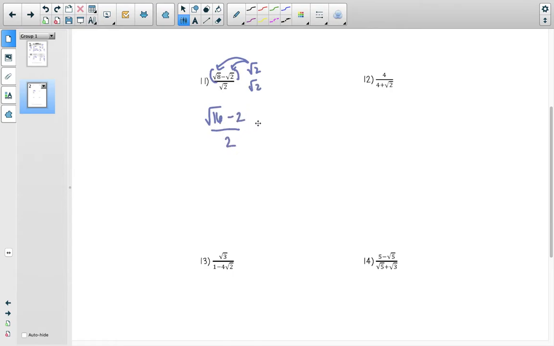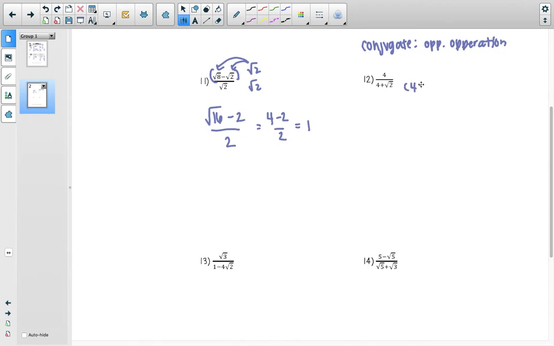We know the square root of 16 is 4. So you get 4 minus 2 over 2, that's 2, divided by 2, and the answer is 1, okay? So the problems we've been doing have only one term on the bottom. If they have more than one term on the bottom, you have to use what's called the conjugate. And basically, it's just the opposite operation, and we've talked about this. Opposite operation.